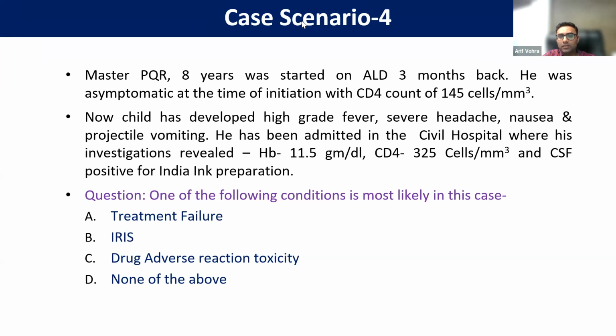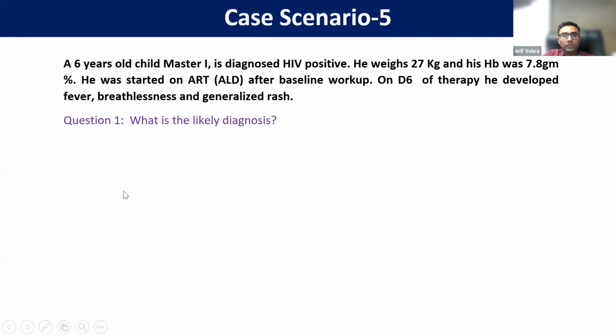So this is IRIS. Why is it IRIS? Here you can see the difference between the CD4 counts. When any new event is occurring, your CD4 count has doubled from the baseline. So 155 to 325 is more than double of the 145. And the child has developed fever and headache and nausea and projectile vomiting. So this is more likely because of IRIS. So here is the catch, it is the CD4 count. Here the CD4 count is also rising in this scenario.